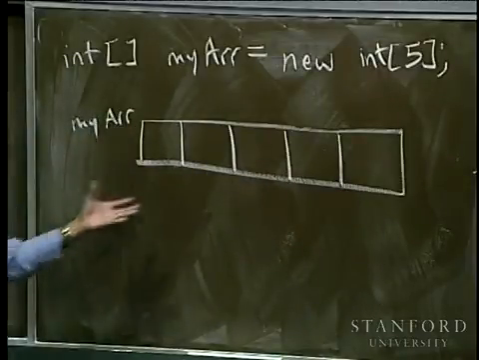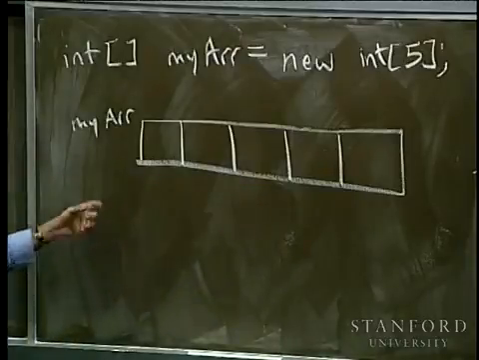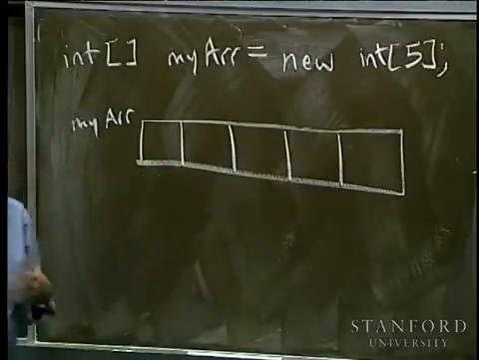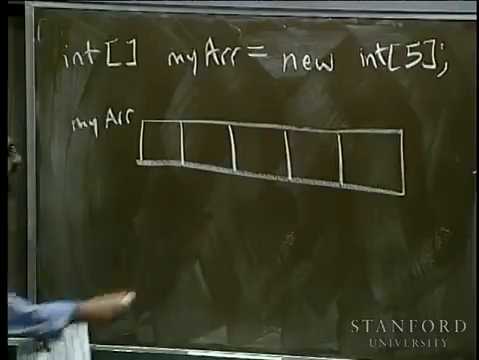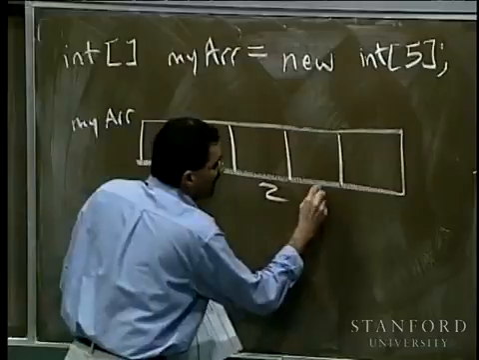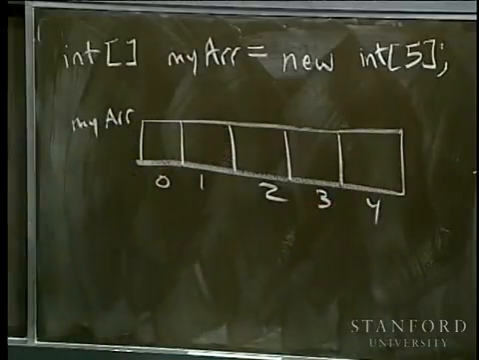The way we refer to these particular integers, or the elements of the array, where each one of these boxes holds one integer, is they're indexed, because this is an ordered collection. It's homogeneous because they're all integers, it's ordered, and it's indexed starting from 0, because as computer scientists, we always start counting from 0.